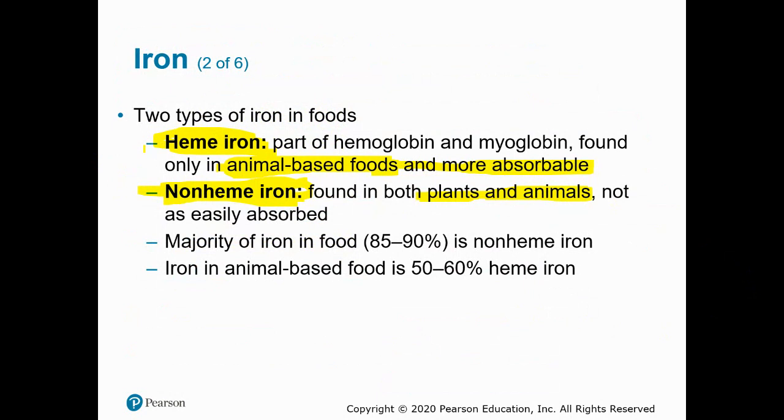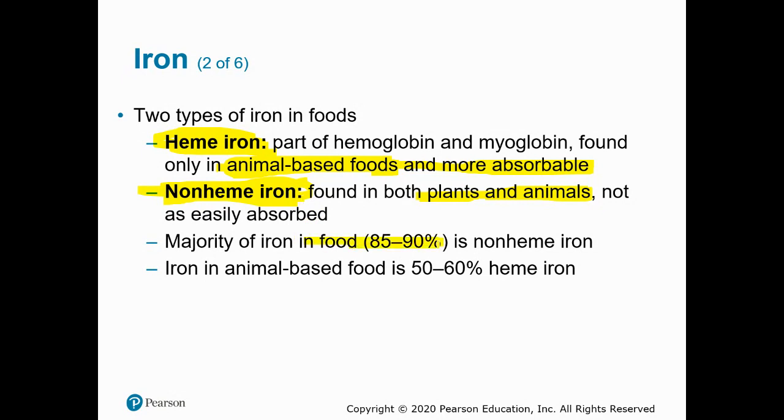So that's what this is getting at. Heme iron is just iron bound up in that heme compound, and non-heme is basically free form iron that's available in the body for other functions.